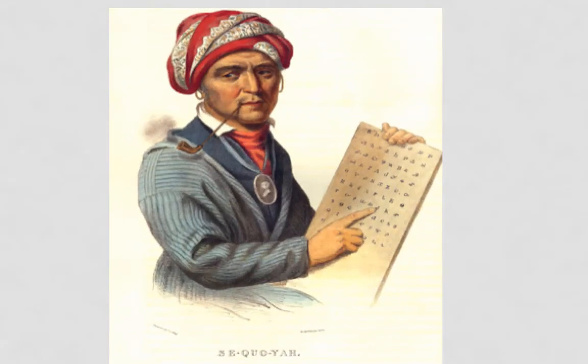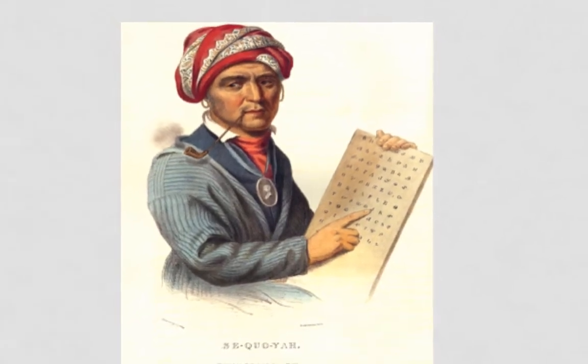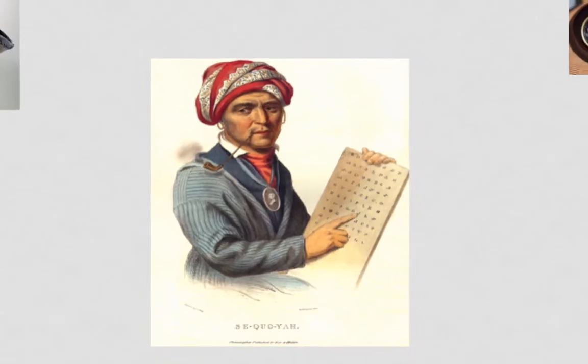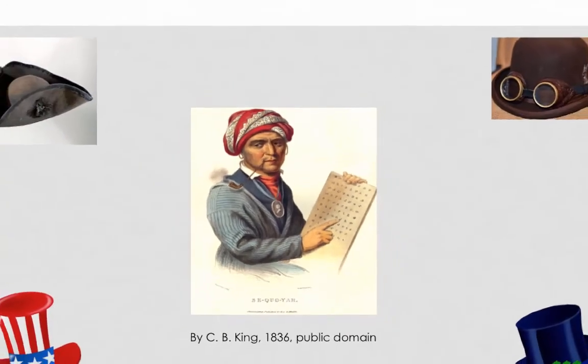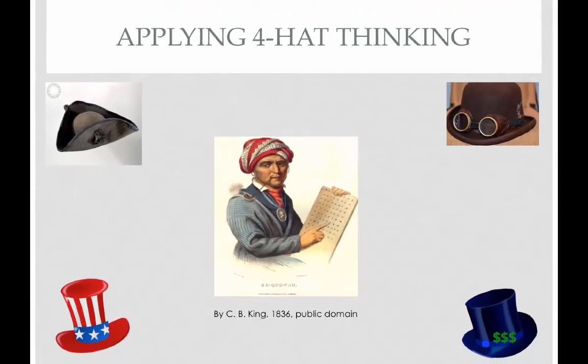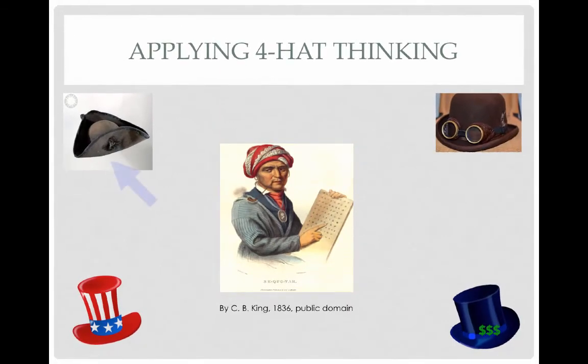His image is located in the middle of the screen. We know that we study Sequoia, so let's think about questions we could have our students generate using the historian's hat. When did he live, we might ask. How do we know about him? What sources do we have about him? What led him to want to create a syllabary? Why did they need one? What effect did that syllabary have on the Cherokee people?